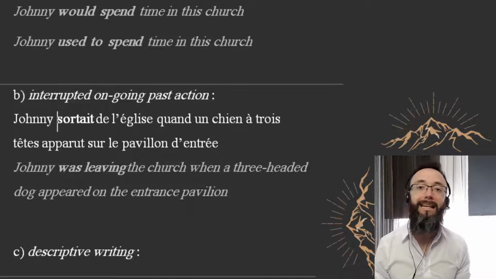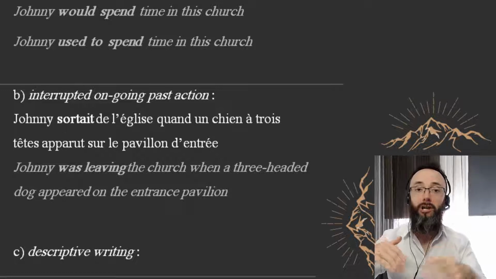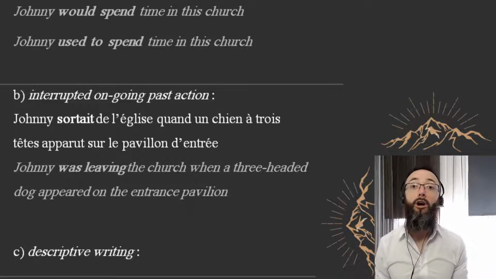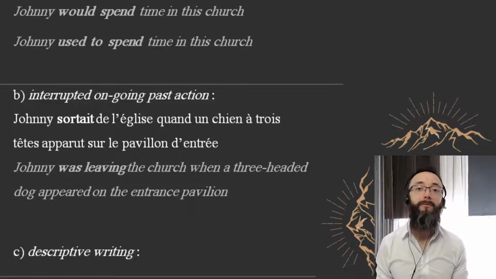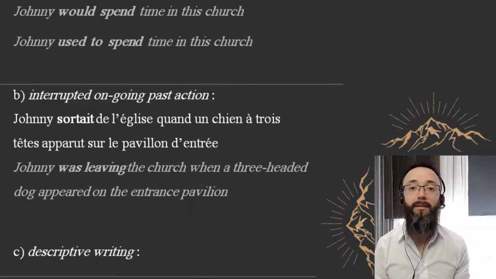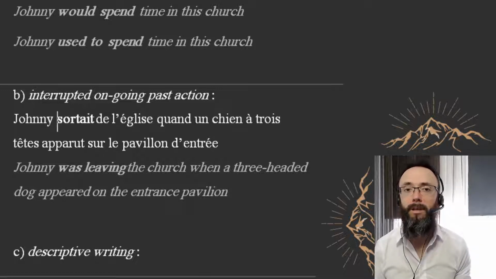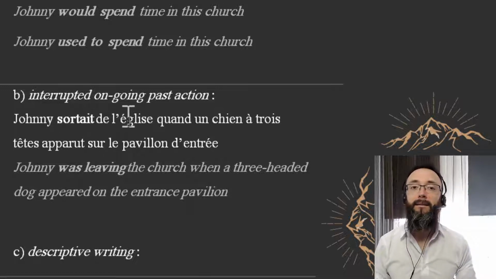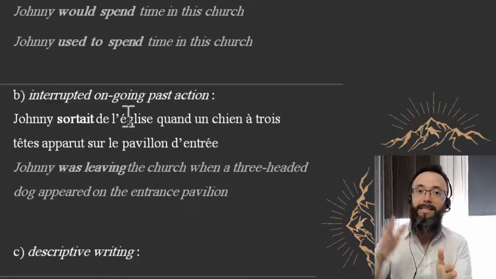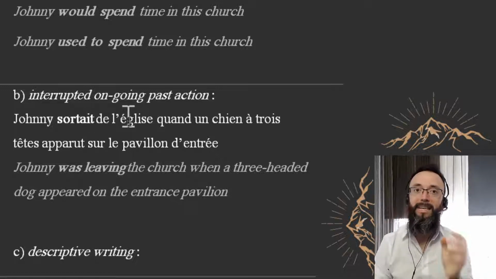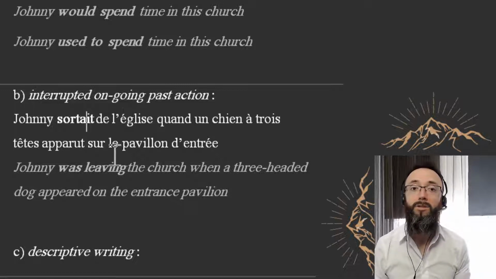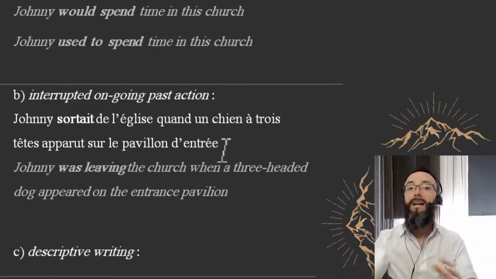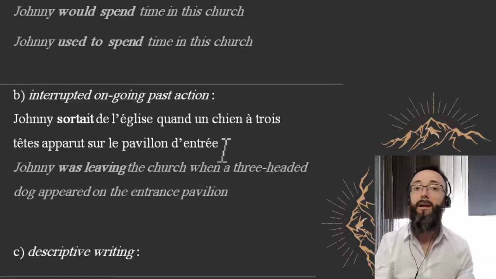John sortait de l'église. Johnny was leaving the church quand un chien à trois têtes, when a three-headed dog, apparut sur le pavillon d'entrée, appeared on the entrance pavilion. And here we have an action that is interrupted by something else. And the action being interrupted, in that case, is the imparfait. So here, Johnny was leaving, Johnny sortait de l'église.